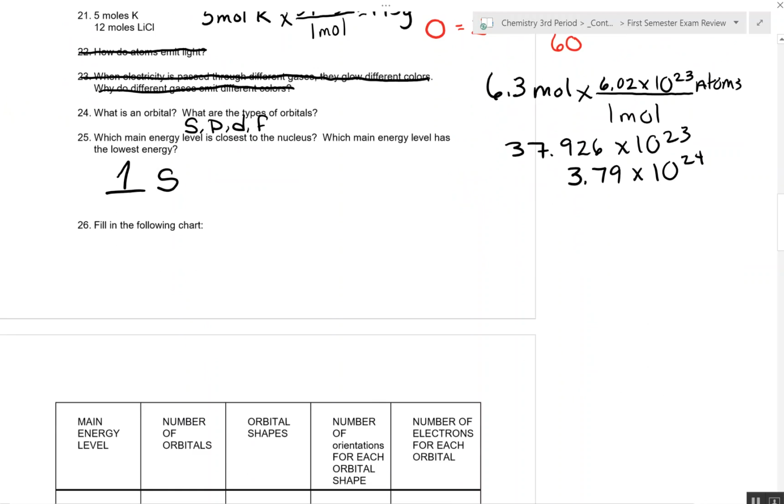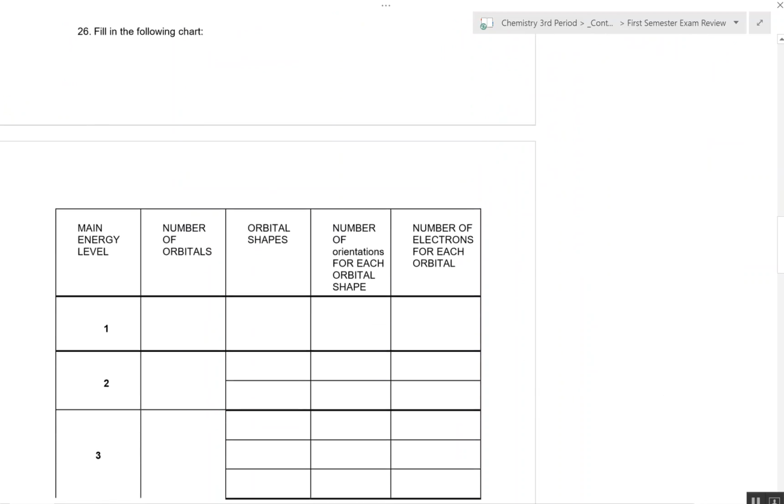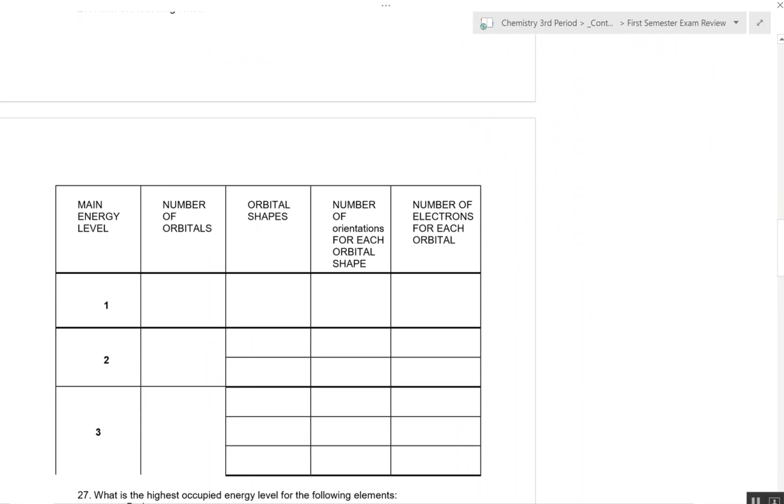Fill in the following chart. How many orbitals in the first energy level? 1. What's the shape? Give me a letter. It's a sphere, circle.